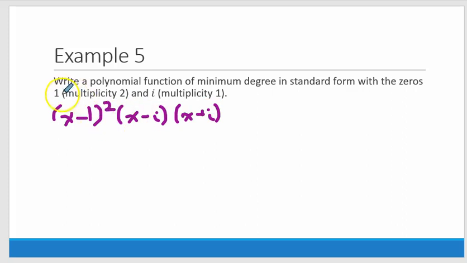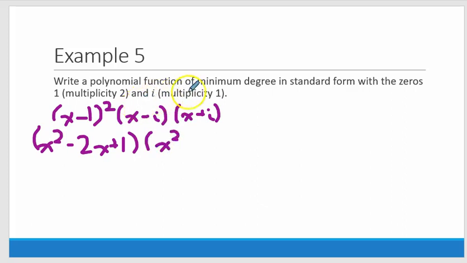So for distributing in this case, since I have two terms here that I can multiply together, I can do it at the same time that I multiply these two binomials together. So x minus 1 times x minus 1 should give you this. If it helps, write out x minus 1 times x minus 1 and FOIL it. And then x minus i times x plus i is going to give you x squared. Now the outside product and the inside product will just cancel because you get plus xi minus xi. So I'm just going to leave that part off. And then you get minus i squared.